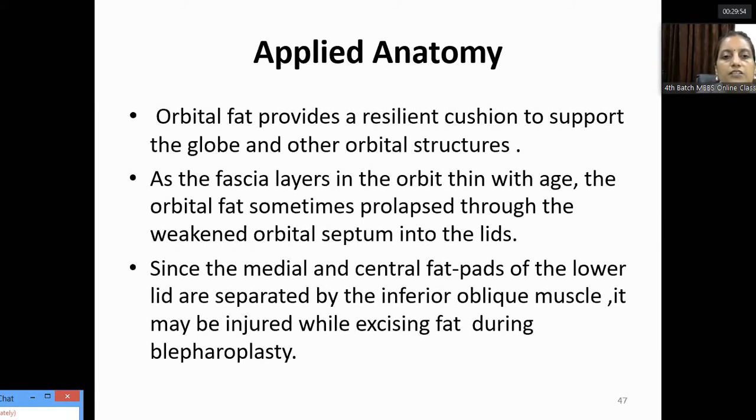As the fascial layer in the orbit becomes thin with age, the orbital fat sometimes prolapses through the weakened orbital septum in the lid. Since the medial and central fat of the lower lid are separated by the inferior oblique muscle, it may be injured while excising the fat during blepharoplasty.